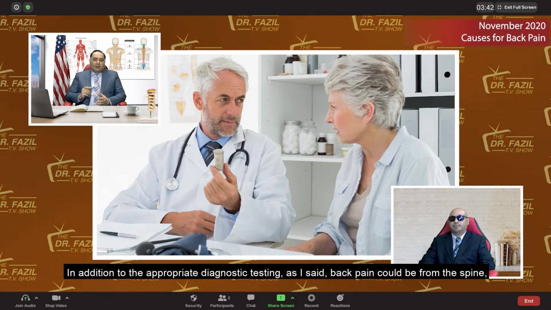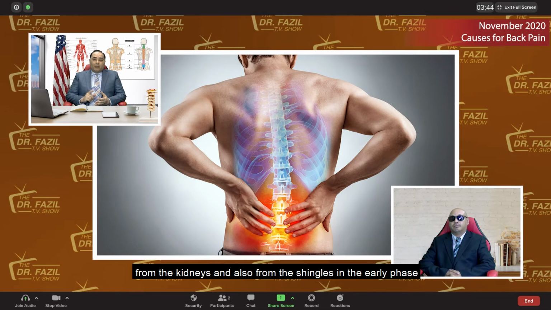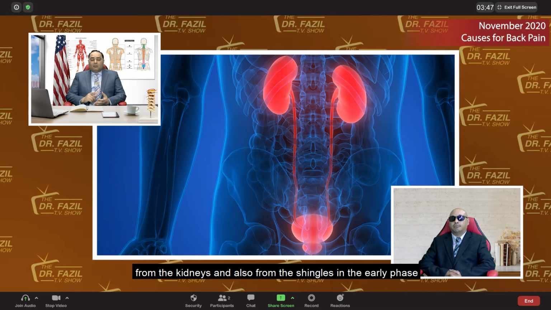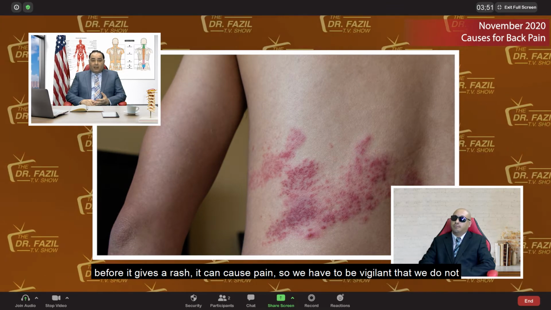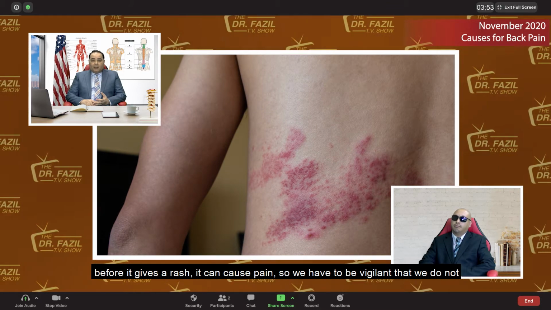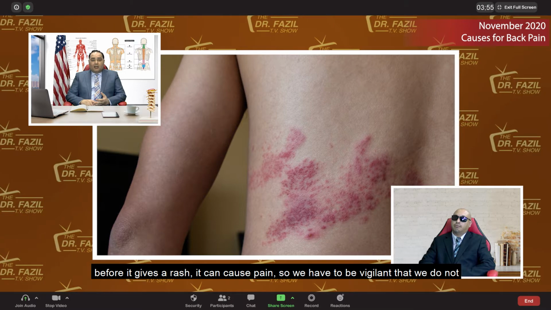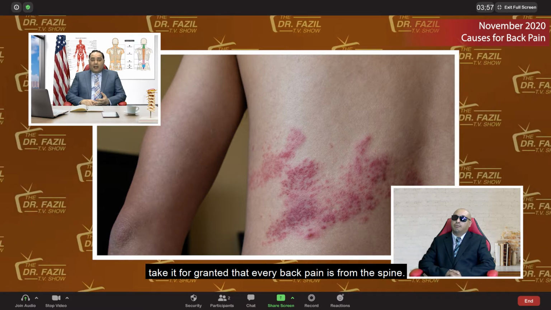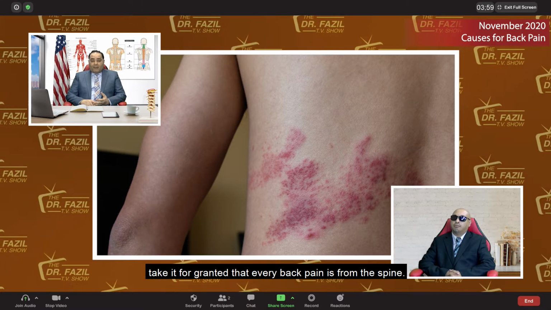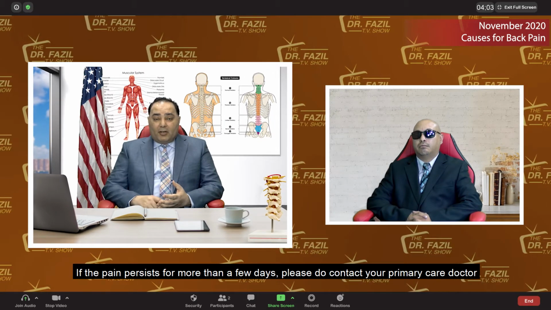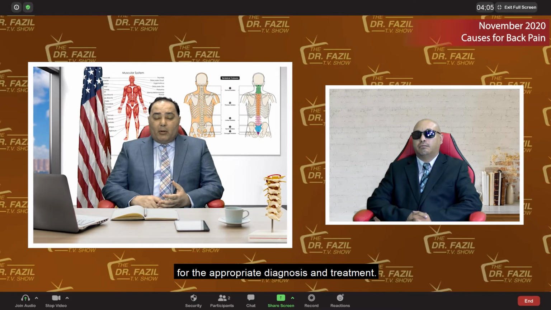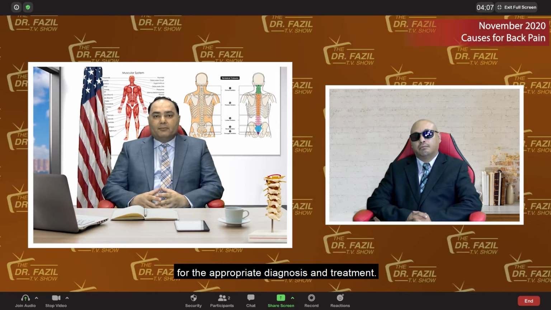So as I said, back pain could be from the spine, from the kidney, and also from shingles in the early phase. Before it gives a rash, it can cause pain. So we have to be vigilant and not take it for granted that every back pain is from the spine. If the pain persists for more than a few days, please contact your primary care doctor for appropriate diagnosis and treatment.